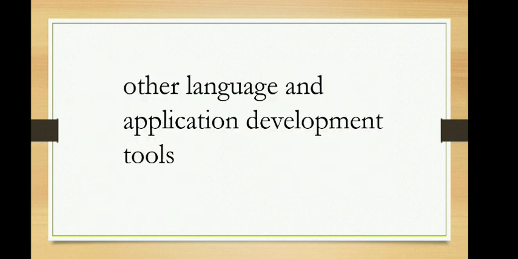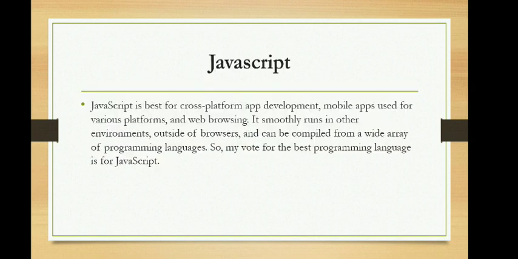Next are other language and application development tools. First is JavaScript. JavaScript is best for cross-platform app development, mobile apps used for various platforms, and web browsing. It runs smoothly in other environments outside of browsers and can be compiled from a wide array of programming languages. So my vote for the best programming language is JavaScript.